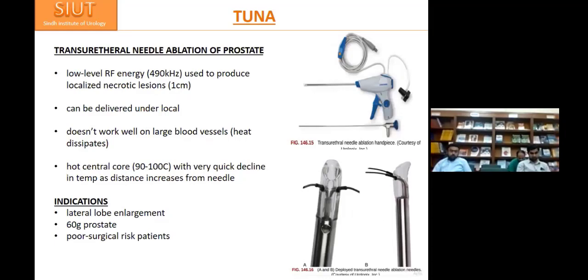Transurethral needle ablation of the prostate. Low level radiofrequency waves are used to produce localized necrotic lesions and can be delivered under local anesthesia. It doesn't work well on large blood vessels, and there is a hot central core of 90 to 100 centigrade, with a very quick decline in temperature at a distance from the needle. Indications are lateral lobe enlargement, 60-gram prostate, not more than that, and poor surgical risk patients.